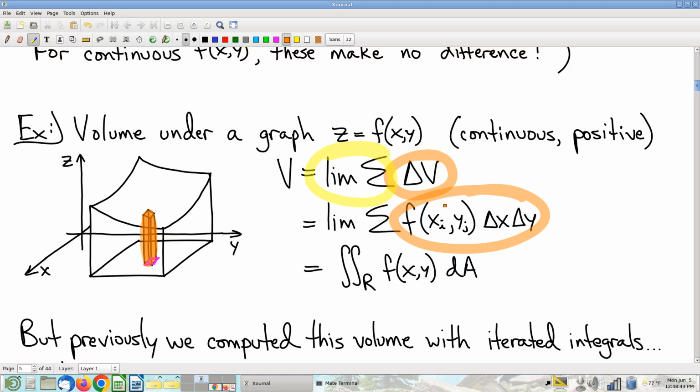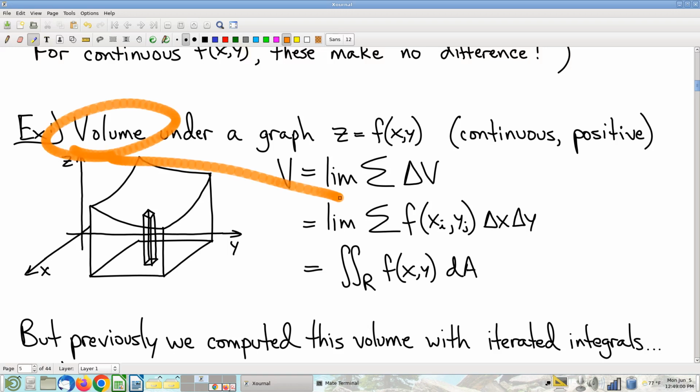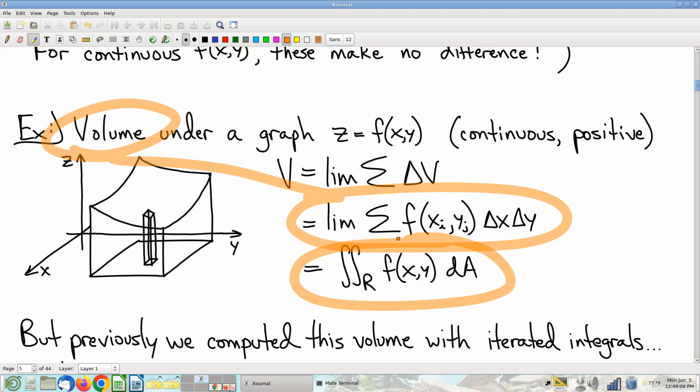Okay, so what we have done, without having to make any vague references to cross sections and integrals of integrals and sort of more blunt things like that. Volume is a Riemann sum. It's one of our brand new two-dimensional Riemann sums, which is a double integral.